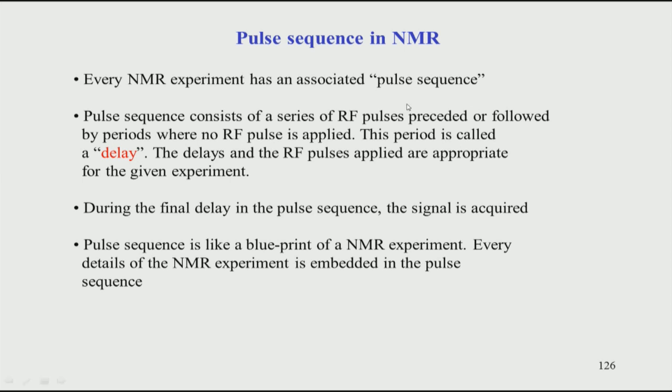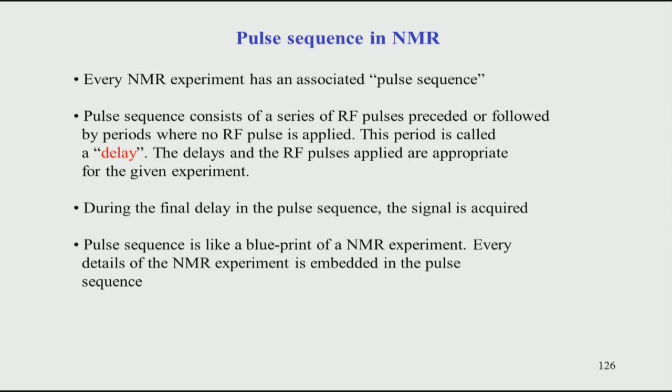But in more complicated experiments than a simple 1D NMR, you apply a series of pulses, meaning a series of RF radiations, very quick bursts which are typically microseconds long, one after the other. We also use the phrase train of pulses. This train of pulses is applied in a particular sequence. We do not apply it arbitrarily. It is not a random sequence. It is well defined, depending on what experiment you want to do.